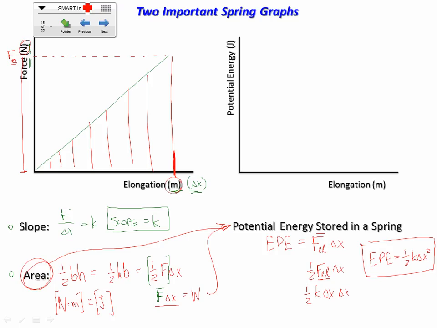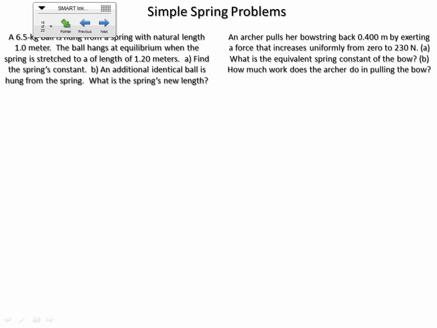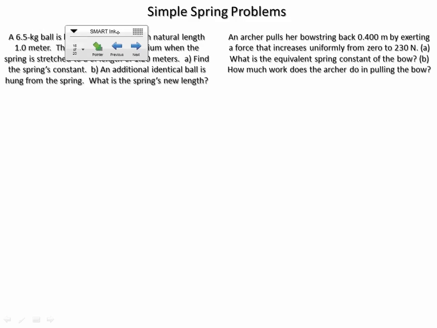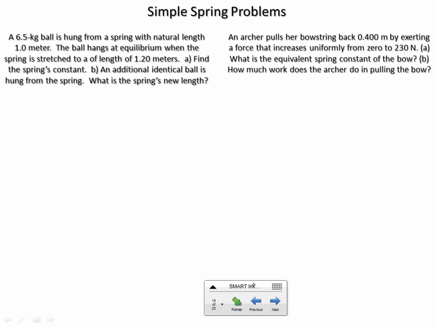Right? So, let's look at some typical problems with this stuff. Simple spring problems. A 6.5 kilogram ball is hung from a spring with a natural length of 1 meter. The ball hangs in equilibrium when the spring is stretched, and so on. Find the spring's constant. Well, guess how we start? Yep, free body diagram. Mg and FEL.